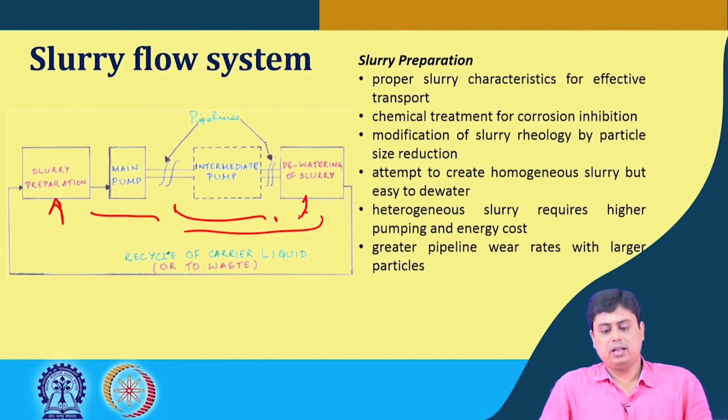Now, heterogeneous slurry requires higher pumping and energy cost, and it would also create greater pipeline wear if it involves larger particles. So, essentially one of the steps involved here is the crushing and grinding of the bigger particles to finer ones. But again, they shouldn't be very fine, so that the dewatering step becomes difficult.